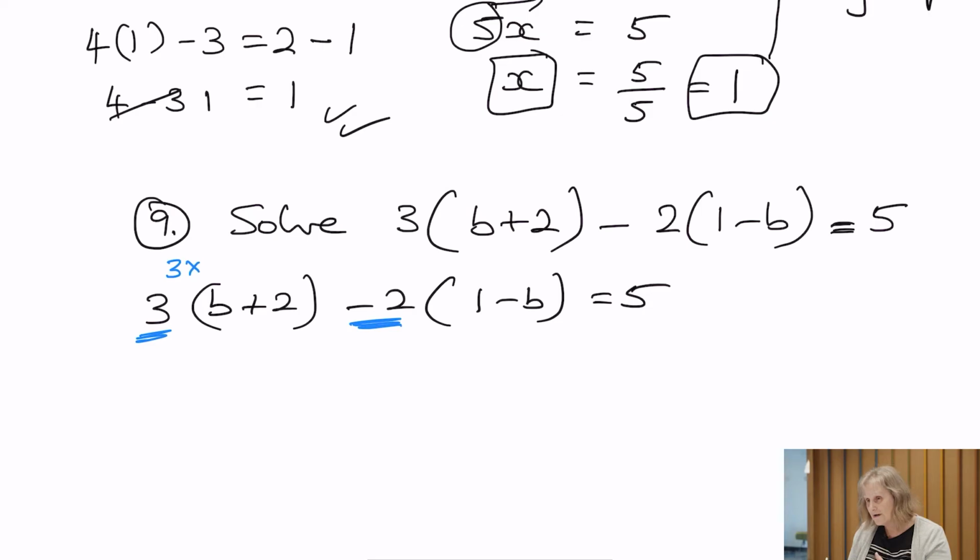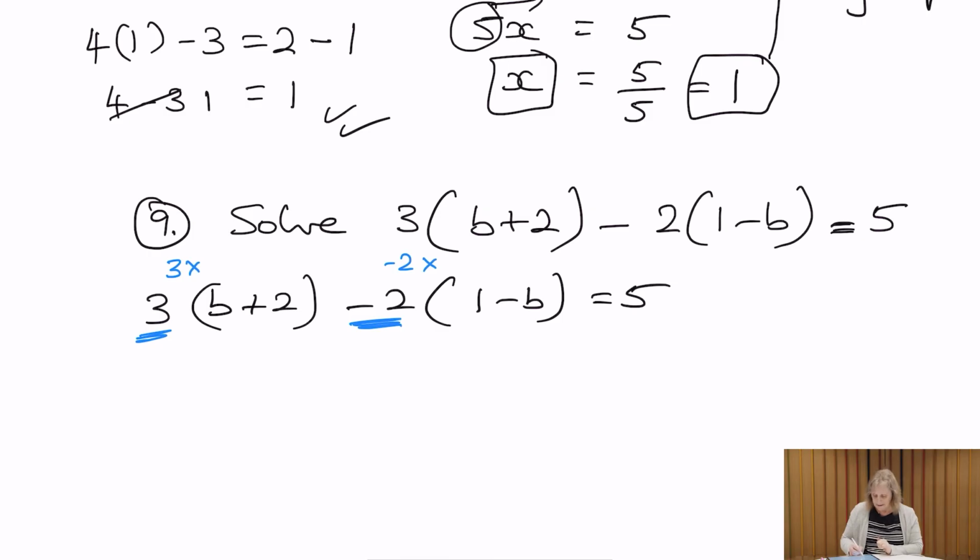Another way we can look at this is that we're going to multiply everything in the bracket by negative 2. So 3 times b is going to give me 3b. 3 multiplied by positive 2 is going to give me 6. Now the second part, everything in the bracket needs to be multiplied by negative 2. So negative 2 times positive 1 is going to give me negative 2. Negative 2 times negative b, two negatives give me a positive 2b. And that balances to 5.